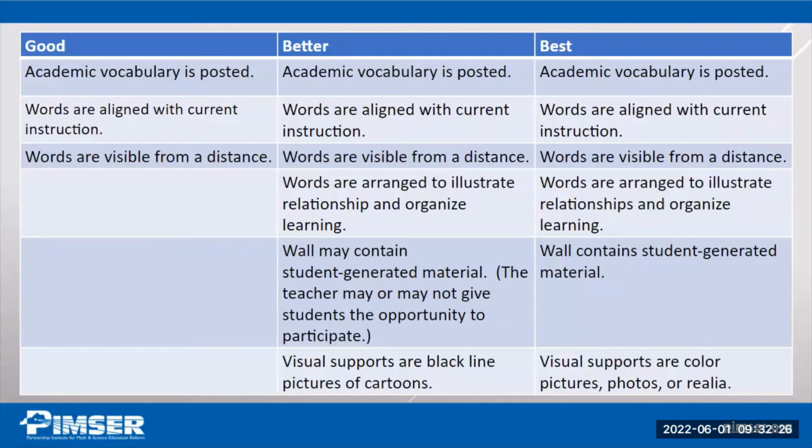Well, you probably noted that in both the better and best categories, the words are arranged to illustrate relationships and organized learning. The better category notes that the word wall may contain student-generated material. With a best word wall, there's definitely student-generated material like word cards, illustrations, or collected objects. In the better word wall, we see that there are visual supports, although they may be in black and white. The best category has color pictures, photos, or realia.